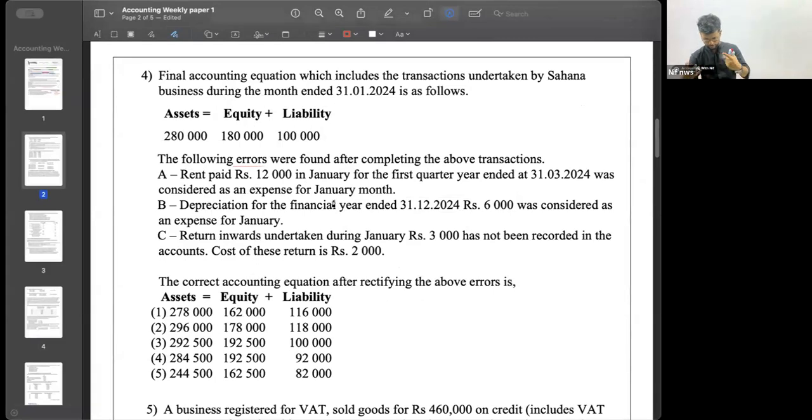They are basically including the error in the accounting equation. Okay, so it's basically a combination of accounting equation and error. So you should be good with both.